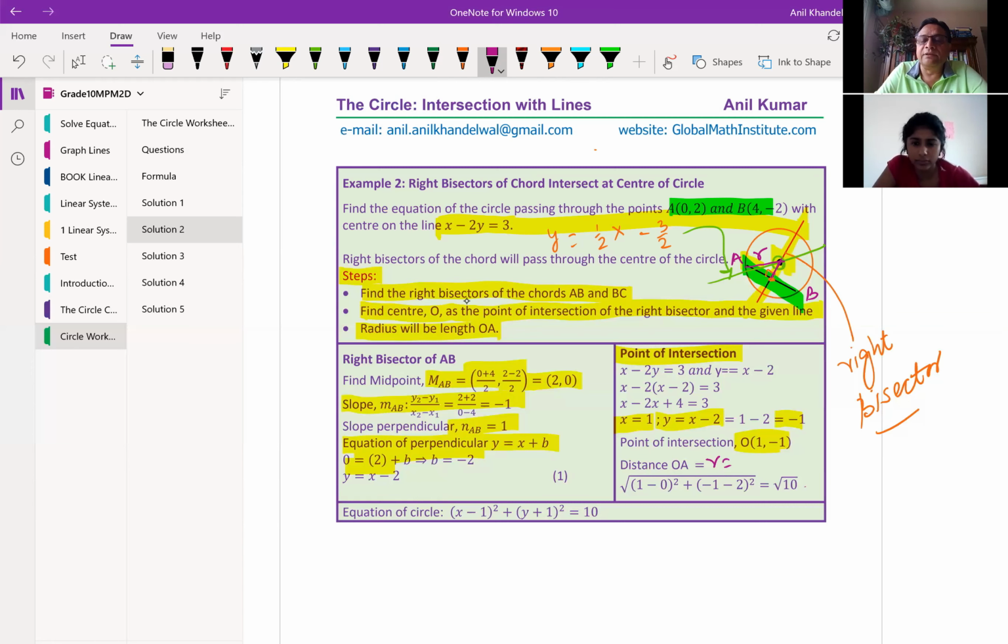So calculate that radius. We took A, which was 0, 2 in our calculations. So that is the 0 value, and that is the 2. And then the center was 1, minus 1. We use the distance formula to find the distance as square root of 10. And then substitute in your equation of the circle. Is that clear? So that is how you can actually solve this. It involves all these steps, and you should be doing all these steps in a sequence.